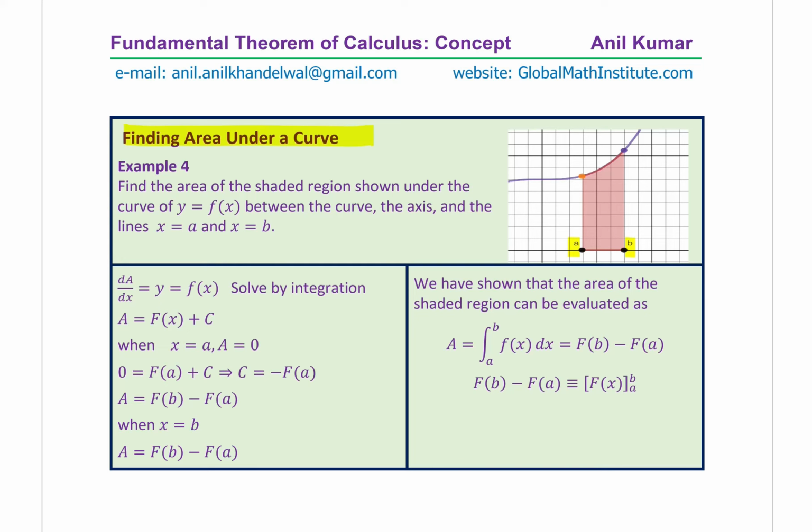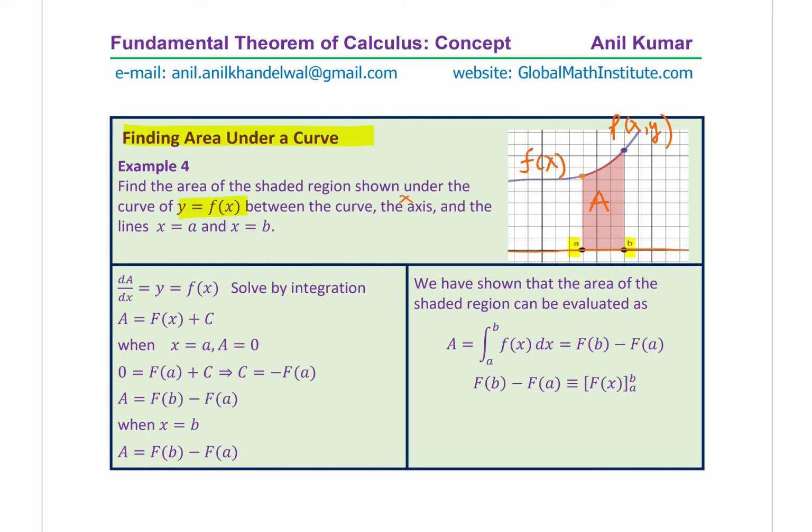So the example now is: find the area of the shaded region shown under the curve y equals f of x, between the curve, the x-axis, and the lines x equals a and x equals b. So that is the x-axis for you, correct? And then we have the curve, and this is the area in which we are interested. So we have a moving boundary, so the point P on a function f of x is being considered, where the coordinates of point P are x and y.